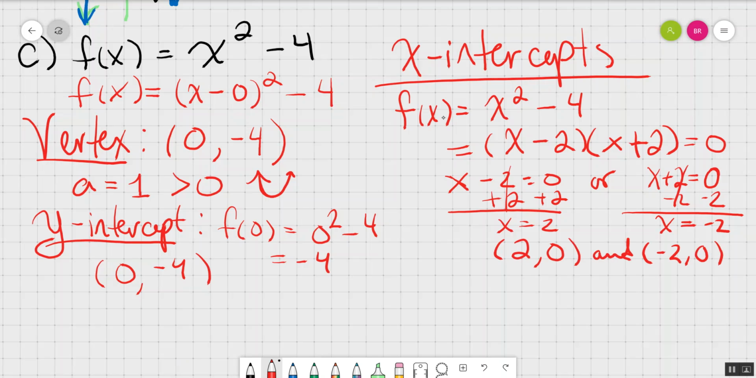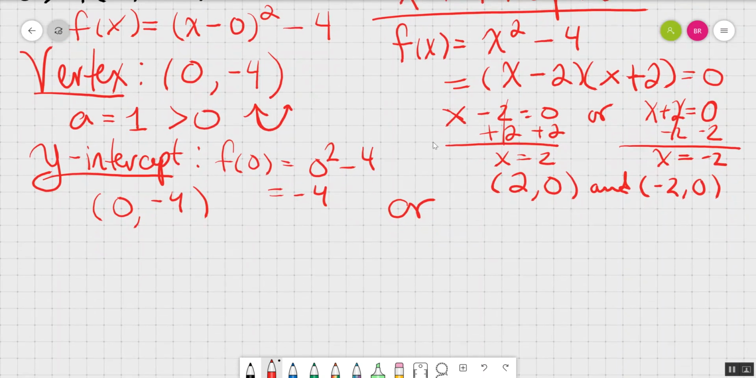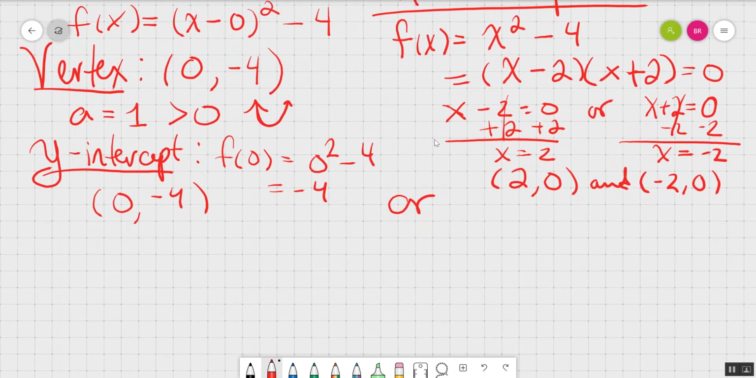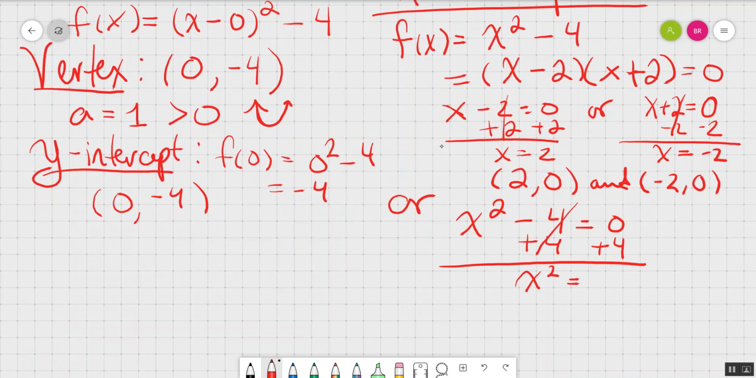Lovely. Or let me show you another way to do this. You could have done this the way we have been doing quadratic solving up until now, using that root property. So you just add 4 to both sides, and you're like, oh, okay, well, x squared is going to be 4, which means that x is actually plus or minus the square root of 4. And the square root of 4 is 2, so it's plus or minus 2.